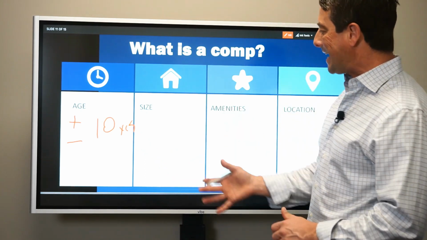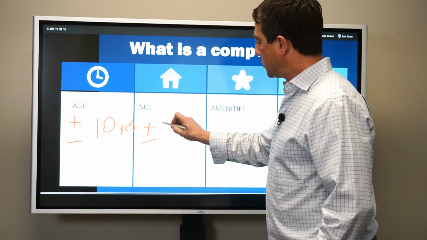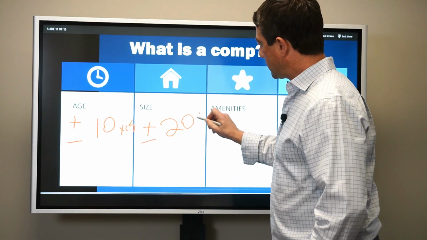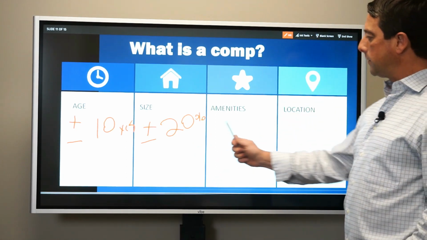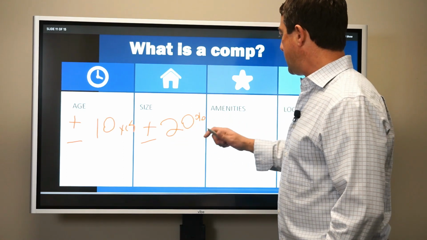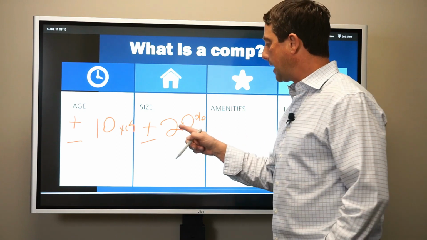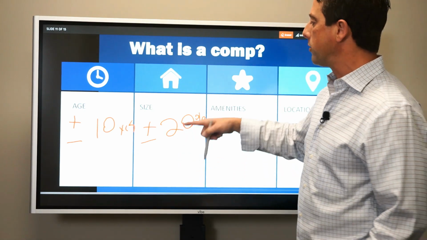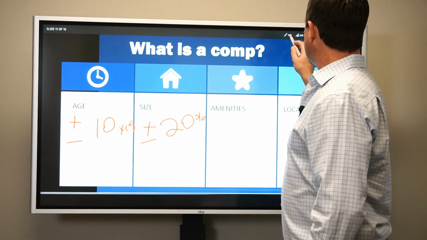All right, size. I'm saying plus or minus 20% in size. All right, so now we're talking a little more about multifamily. If I'm looking at 100 units, then I don't want to look at anything less than 80 units or more than 120 units. Let's do that.